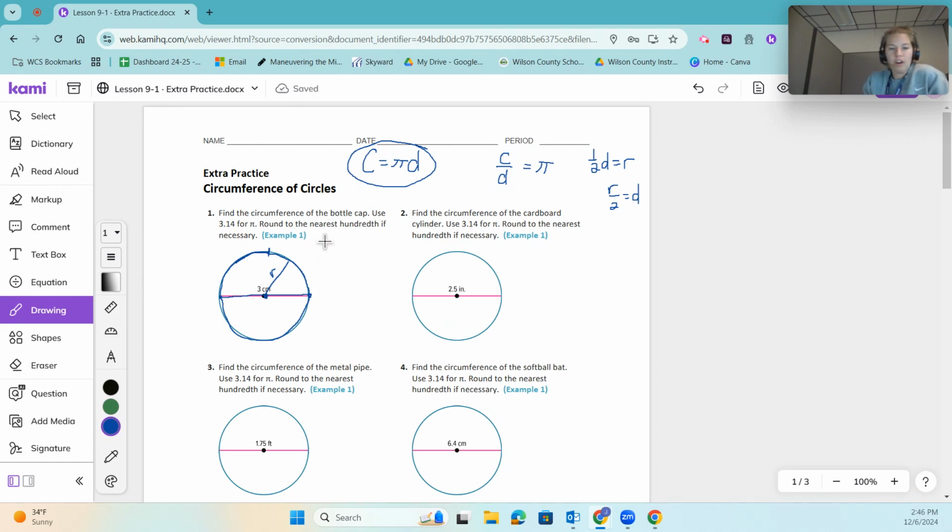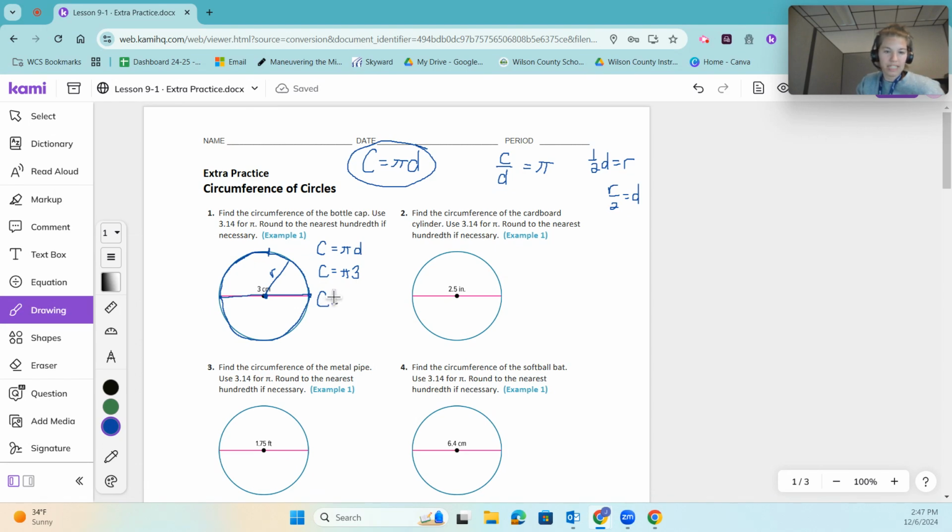Okay, well, if our formula is circumference equals pi times diameter, that means I'm going to write circumference equals pi times, and the diameter is 3 here because that pink line goes all the way across. So I'm going to take 3 times pi, and it says round to the nearest hundredth. So I'm going to use 3.14 instead of the pi button on my calculator. And I'm literally going to type in 3.14 times 3. And I'm rounding to the nearest hundredth, which is 2 decimal places.